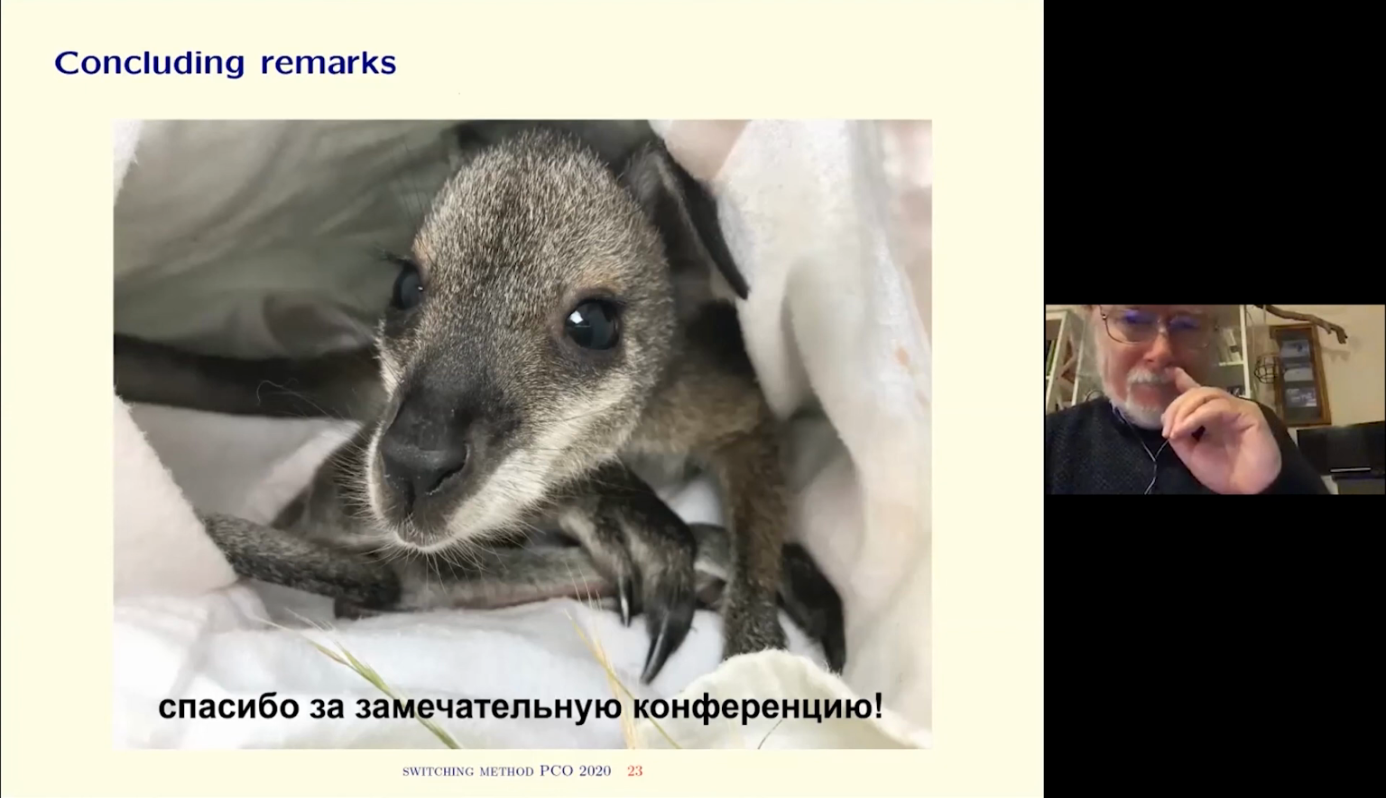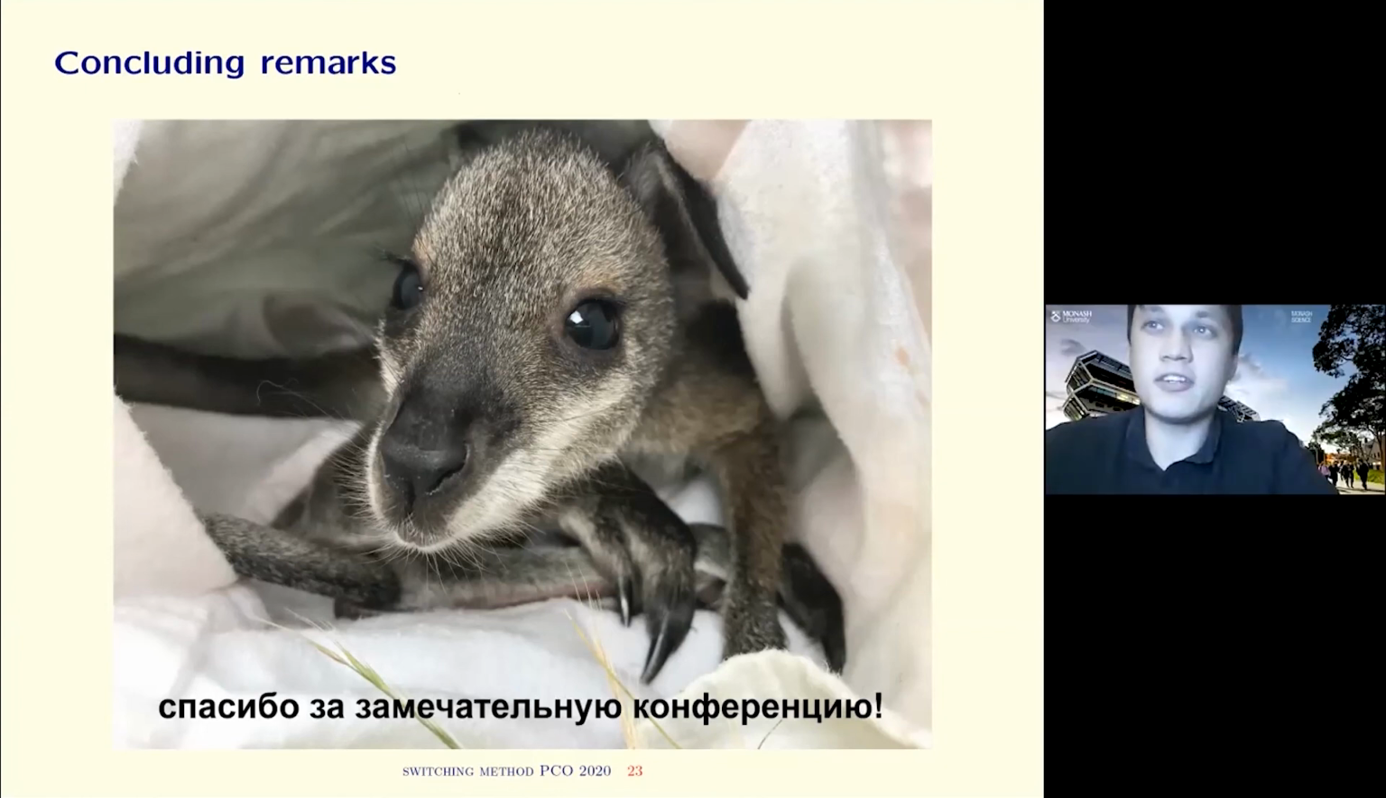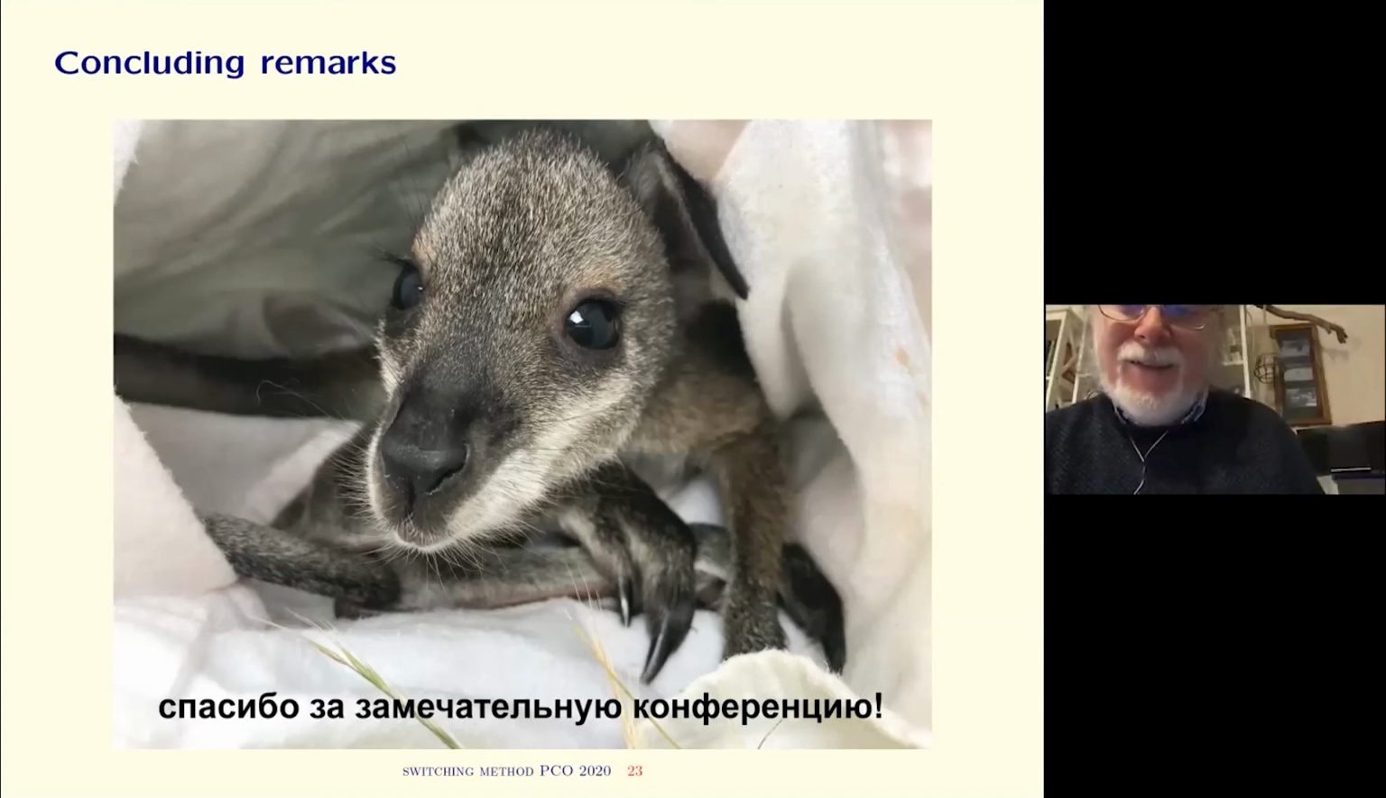Right, do you have other questions for Brendan? How many wallabies do you have currently in your house? At the moment, we only have one. She's 7 months old and her mother was killed in a car accident. So we're taking care of her.